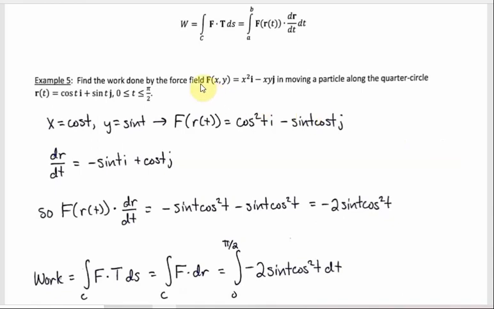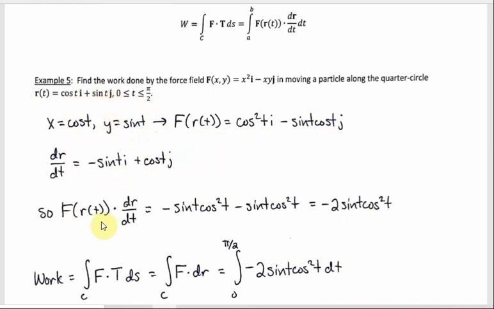So now F is a force field rather than just some generic vector field, but it is a vector field still. Moving a particle along the quarter circle of the unit circle from 0 to pi over 2. Well, then we know what x and y are from r: x is cosine t, y is sine t. So we can substitute in. So F of r of t, there's x squared, there's x times y. And then dr/dt, just a couple of trig derivatives from up there.